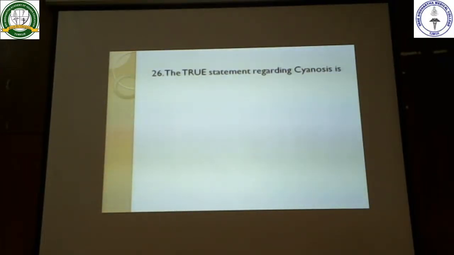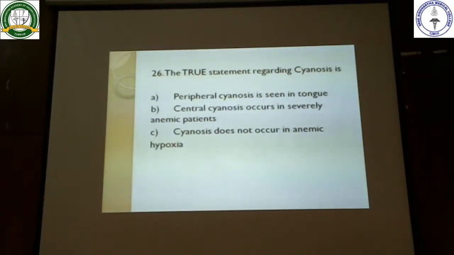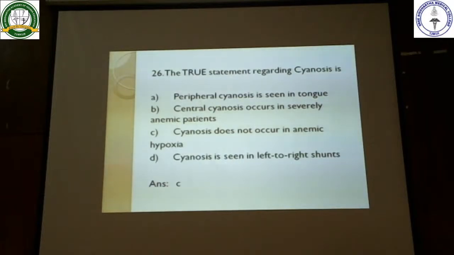Next question: the true statement regarding cyanosis is: peripheral cyanosis is seen in the tongue; central cyanosis occurs in severely anemic patients; cyanosis does not occur in anemic hypoxia; cyanosis is seen in left to right shunt. So the answer is cyanosis does not occur in anemic hypoxia.